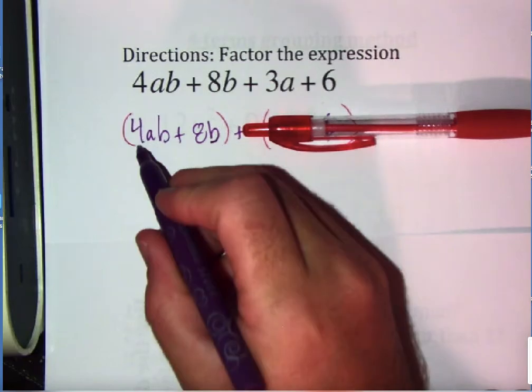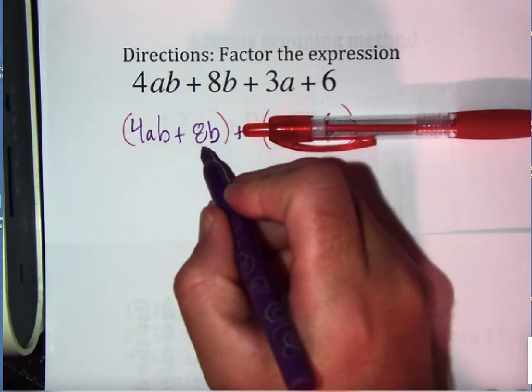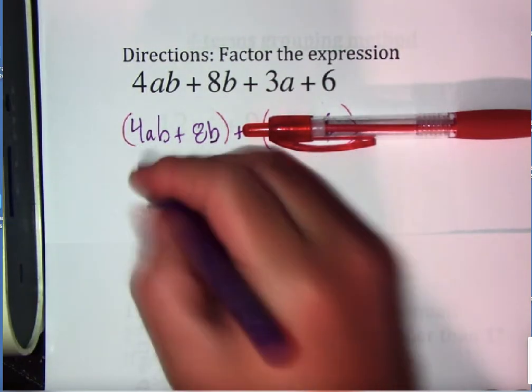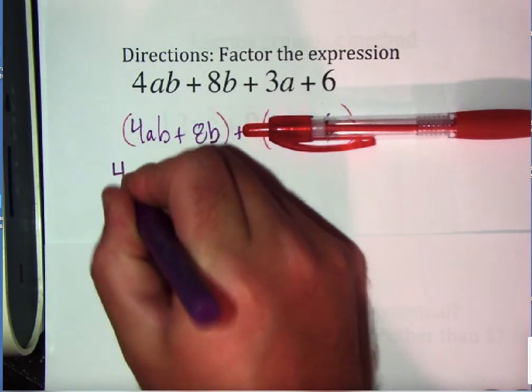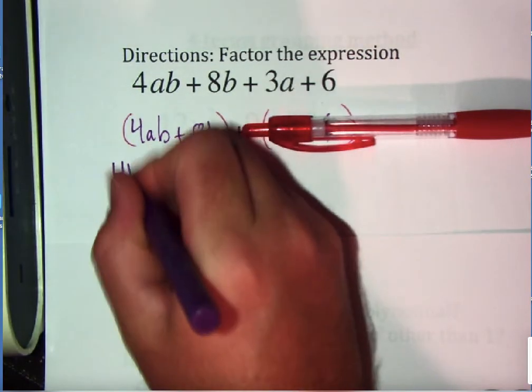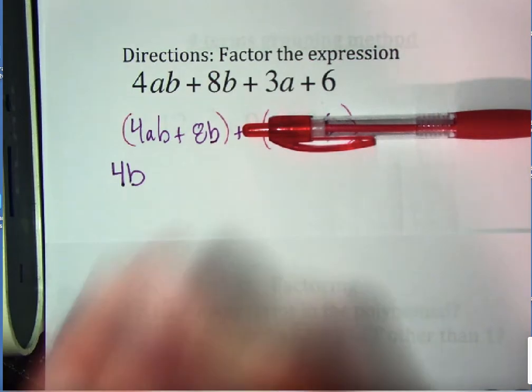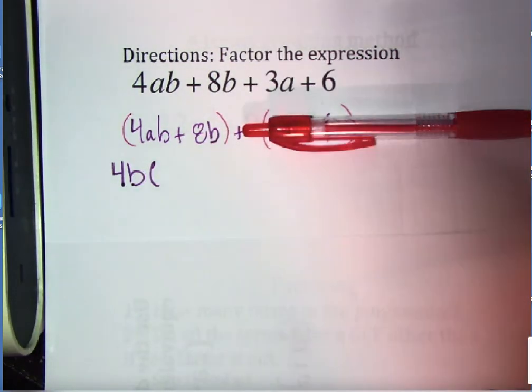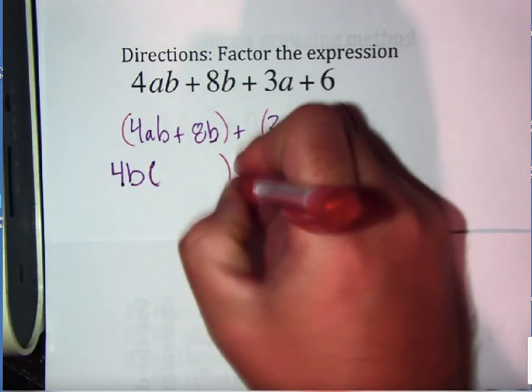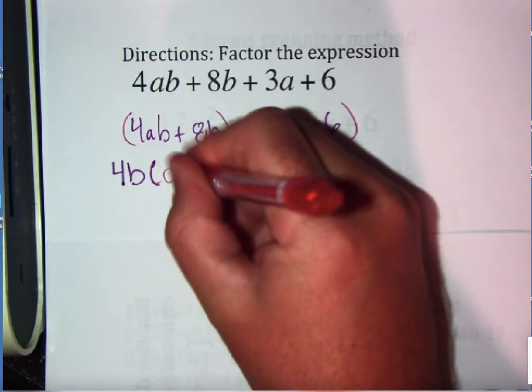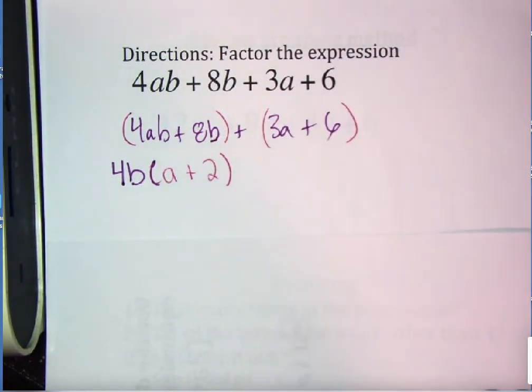So what is the GCF of 4AB and 8B? Well, 4 and 8 have a number part of 4. They both have B. And then we can write down what's left from each, which is A plus 2.